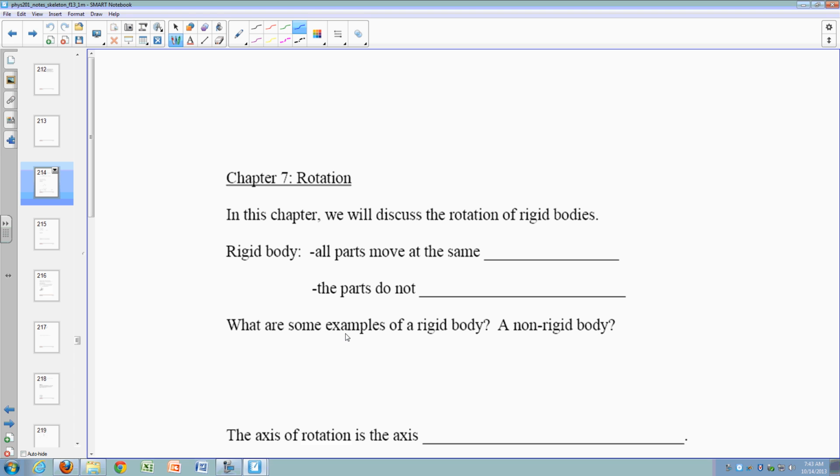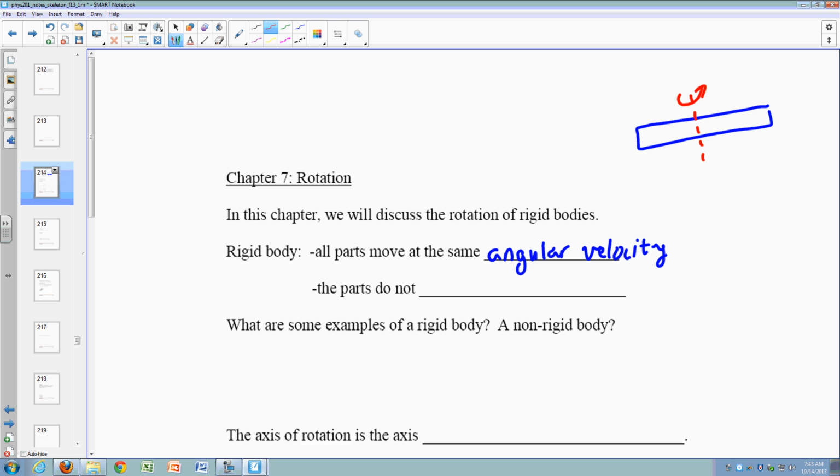But a lot of things are rigid, and if we define a rigid body, it just means that all parts move at the same angular velocity. So say, for example, I have a bar that is rotating about this axis. This point moves at a certain angular velocity. Say it moves at 1 revolution per second. And this point is also going to move at 1 revolution per second.